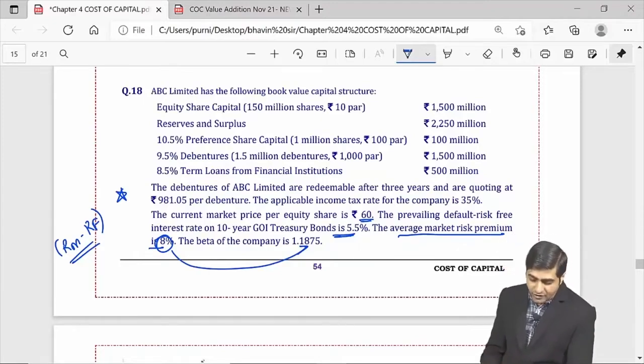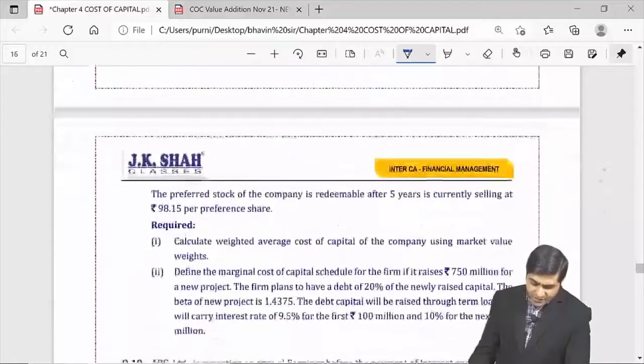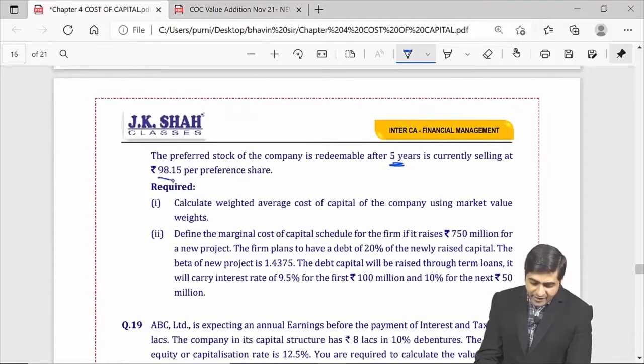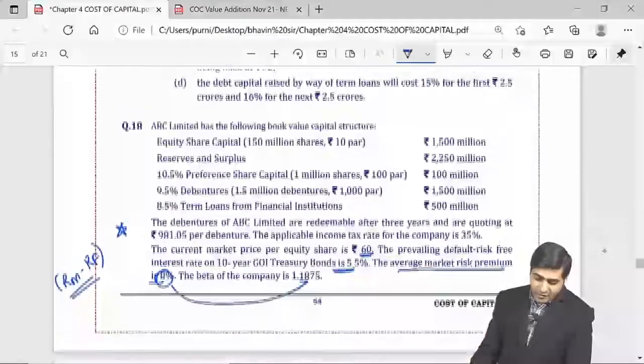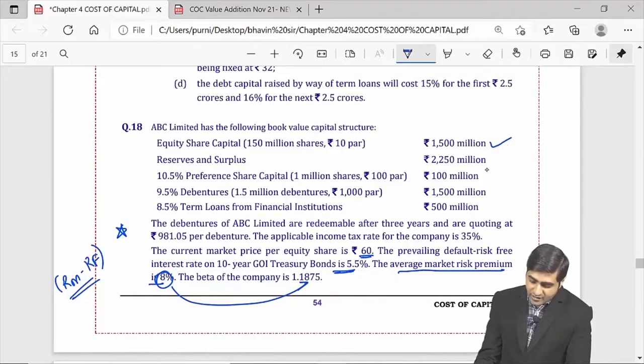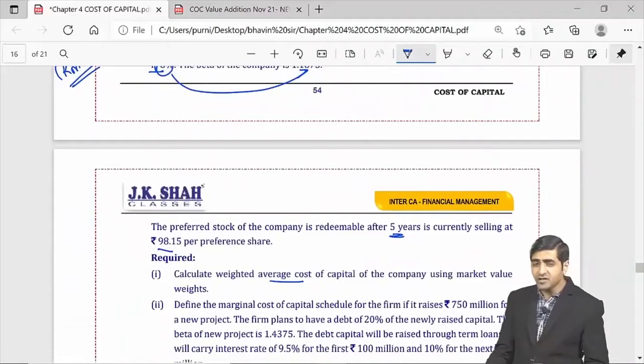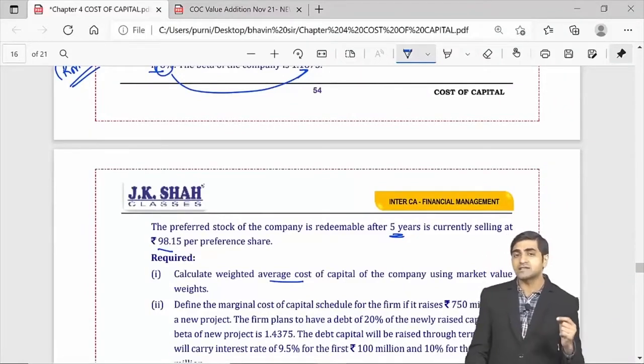Okay. So guys, in this question, the preferred stock or the preference share is available. These are also redeemable, and it is currently selling at rupees 98.15. So we have the net proceeds available also for the same. We are required to calculate the WACC using market value weights. So guys, while calculating market value weights, just make sure that we will be taking into consideration your equity shares, preference shares, debentures, term loans. Your reserves and surplus will definitely not come, because your market price of equity share is after considering the impact of same, and here your KE is calculated using your CAPM model.